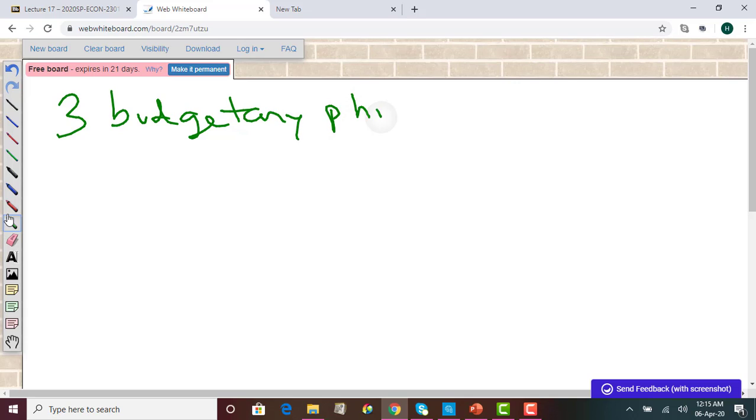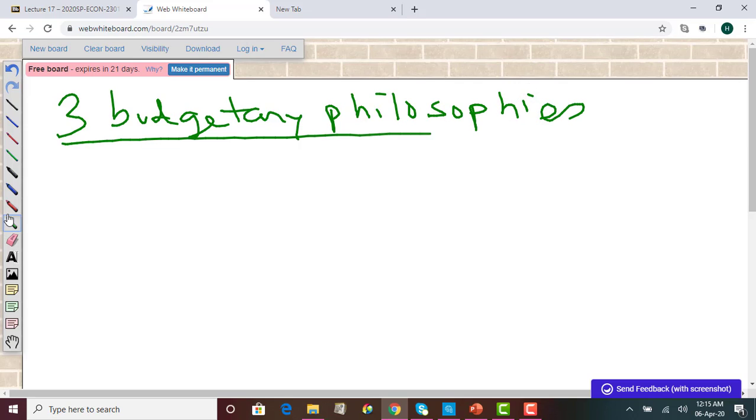These philosophies say how the budget of the government should be maintained. These are the three different ways the government can maintain its budget.